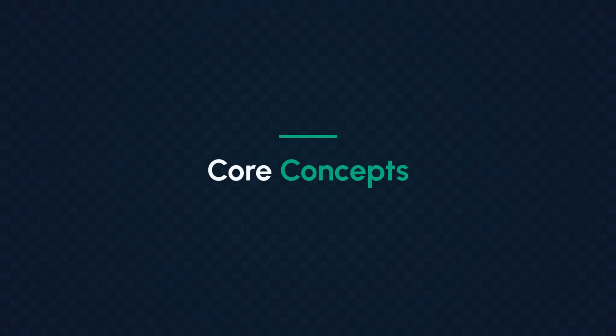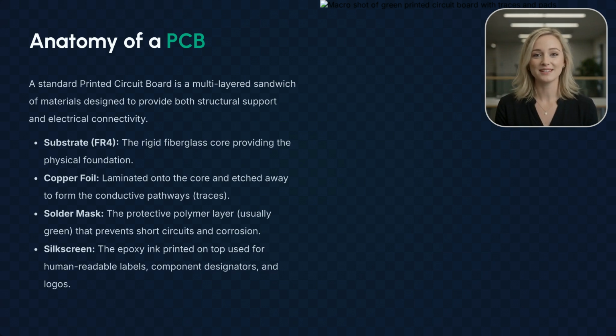What exactly makes up a printed circuit board? Let's explore the core concepts. A standard PCB is a multi-layered sandwich. It consists of a rigid FR4 substrate, conductive copper foil, a protective solder mask, and a silkscreen layer for labels.